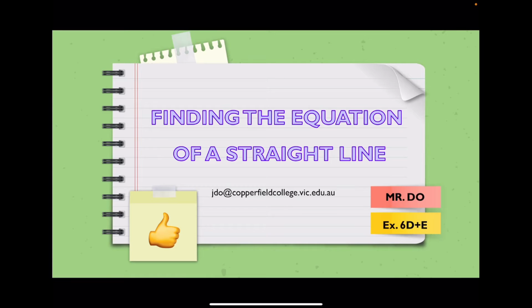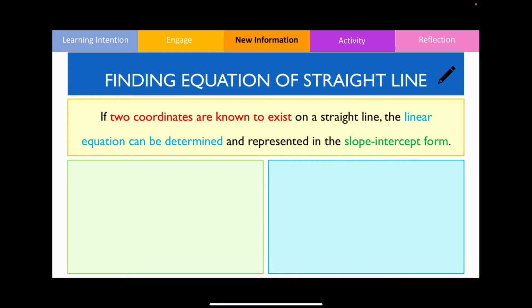Class, in this video, we're going to be learning how to find the equation of a straight line. In order for us to find the equation of a straight line, we need to be given two coordinates that are found on the straight line, so that way we can represent it in the slope-intercept form.